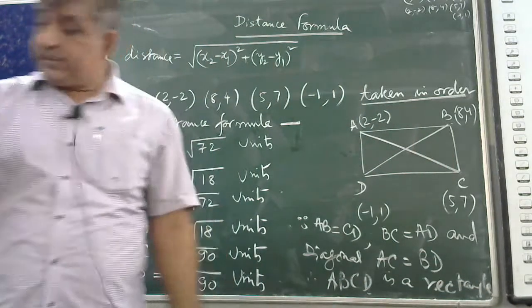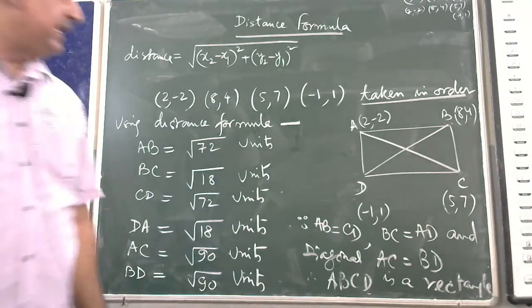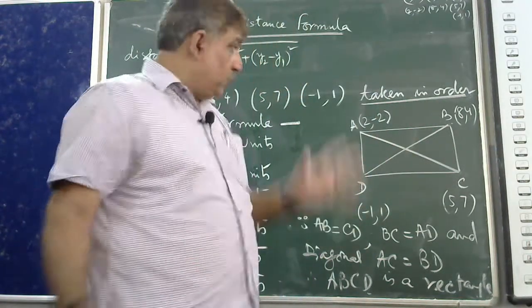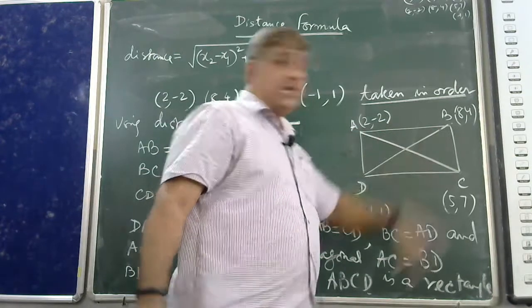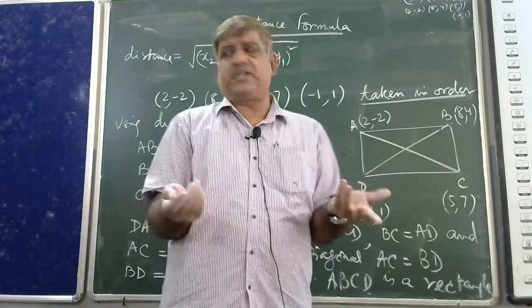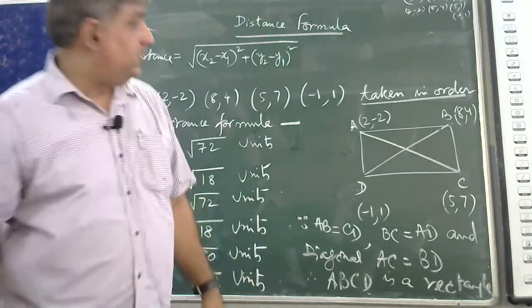Now, one more thing you must keep in mind here, that sometimes it will be asked to find the area of this rectangle. So, once you get the length, that is AB, and the breadth, that is BC, length into breadth will be the area of this rectangle. So, it's simple, it's very easy, no problem.